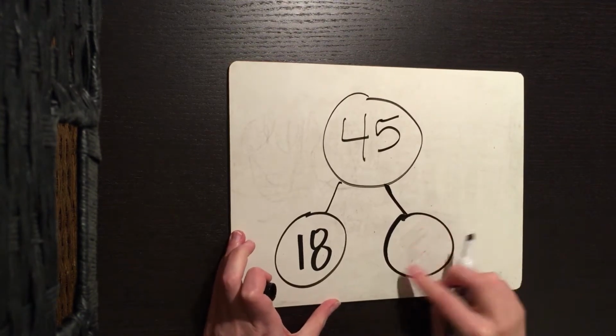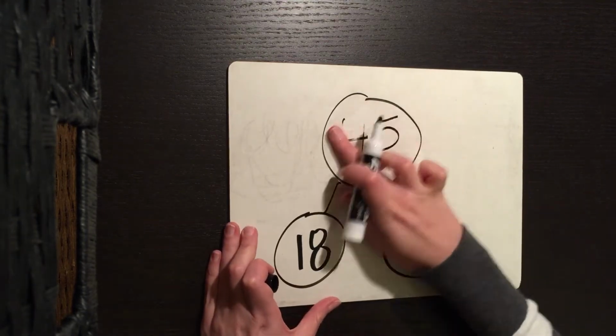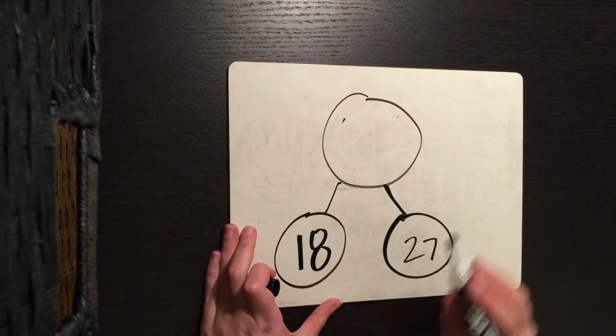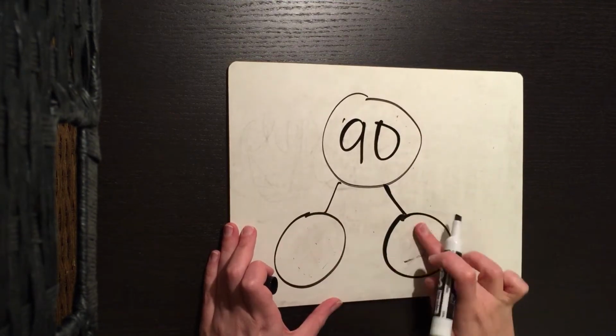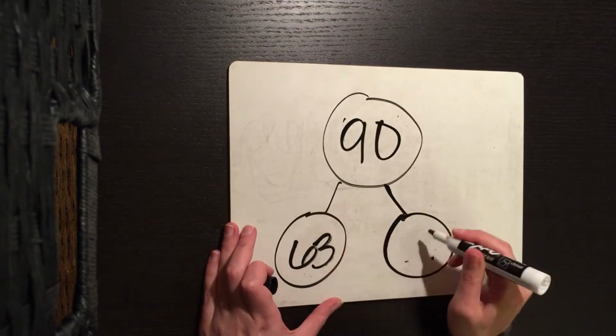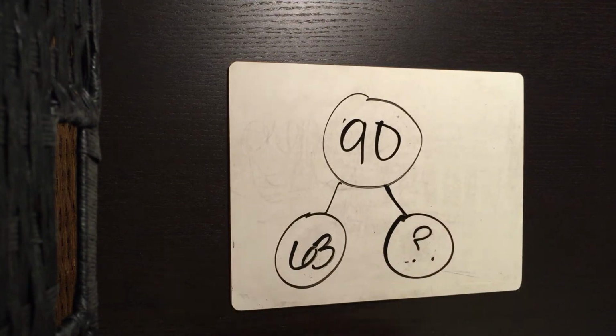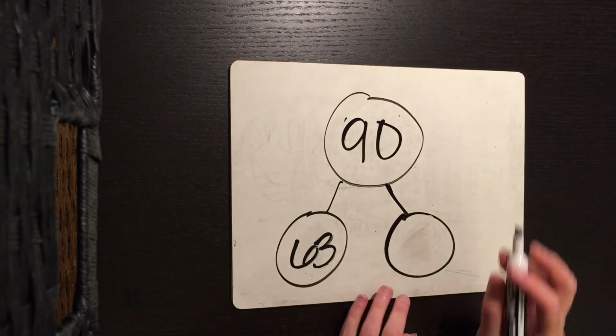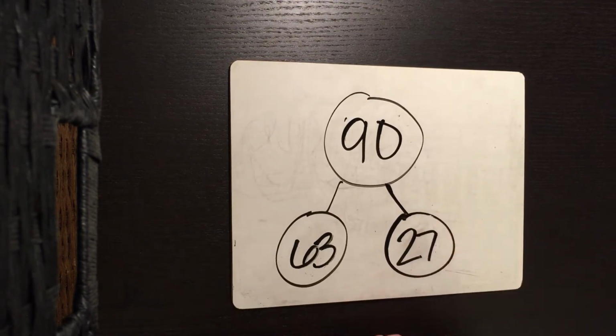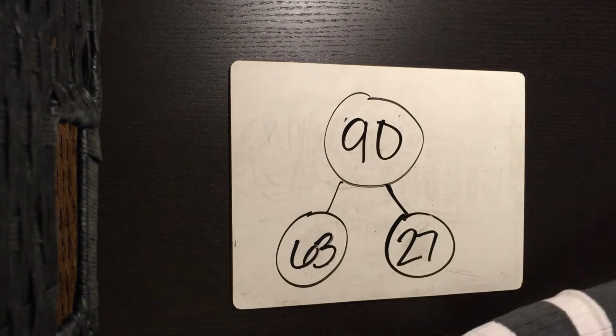Did you figure out that it was 27? Let's try another one. This time, the whole is 90, and one part is 63. See if you can find out the unknown. Go ahead and pause the video and give it a try. Did you figure it out? 27. Excellent. So let's go into our objective for the day.